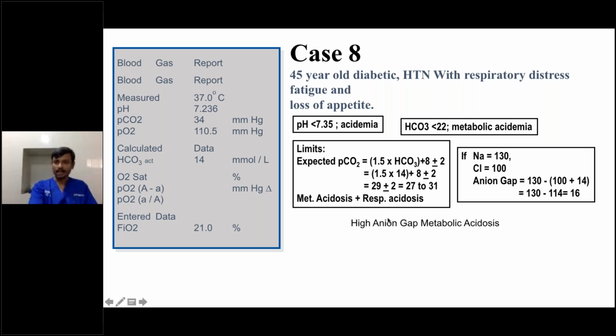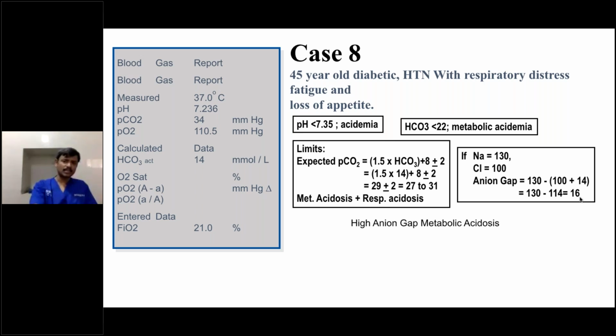I think we have calculated this respiratory acidosis earlier also. When we know there is metabolic acidosis, we should always calculate the anion gap. Already it is done here; it is the same case as earlier. So the anion gap is 16. There is a high anion gap metabolic acidosis.